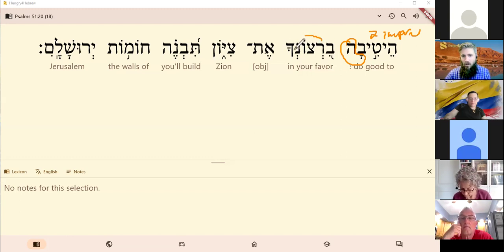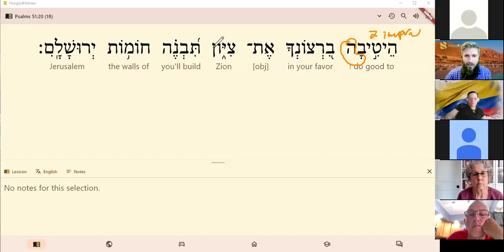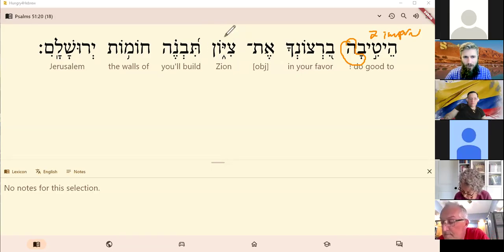Birtzoncha, in your ratzon, from the root resh tzadi yod or vav, either one. We don't know if it was originally vav. Resh tzadi vav, vavs turn into yods. And etzion. Do I want to talk about that? Not well. It's okay. Tivne is from the root bet nun yod. Missing yod.